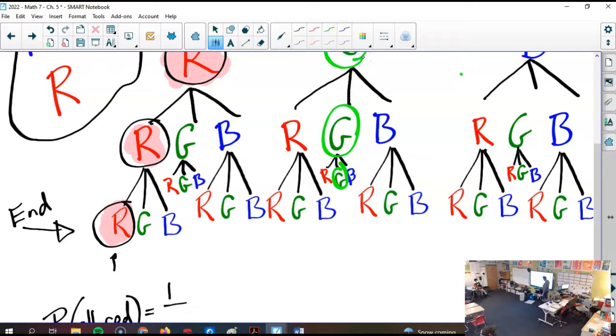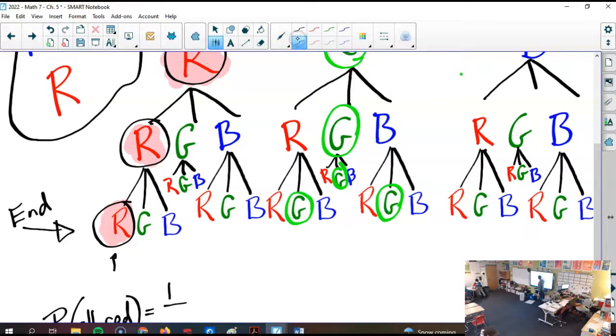Green, green, green only has one path to get to it. This green down here is not green, green, green. It's green, red, green. This green down here is green, blue, green. All of these are different things.